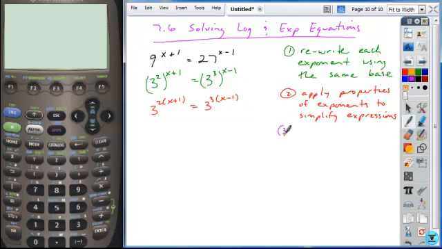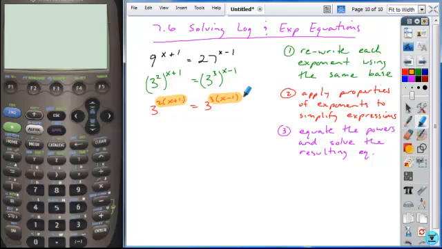Okay, and then as the final step, once you get your bases the same, all you need to do is equate the powers and solve the resulting equation. Once you get it into this form, what you know is that this power and this power have to be the same if these whole values are the same, since their bases are already equal.